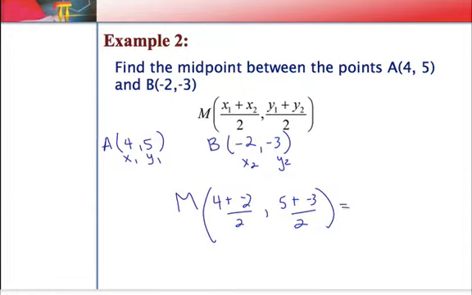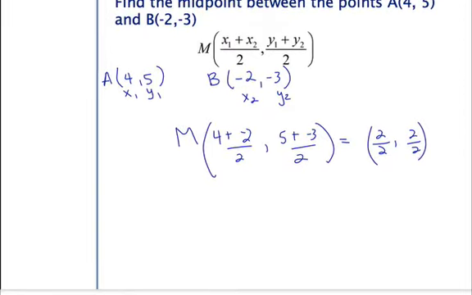And let's simplify that. 4 plus negative 2 is 2. 5 plus negative 3 is also 2, over 2. Don't get freaked out by the fractions. Usually they work out pretty nicely. 2 divided by 2 is 1, and 2 divided by 2 is 1. So that means that my midpoint has a coordinate of 1, 1.